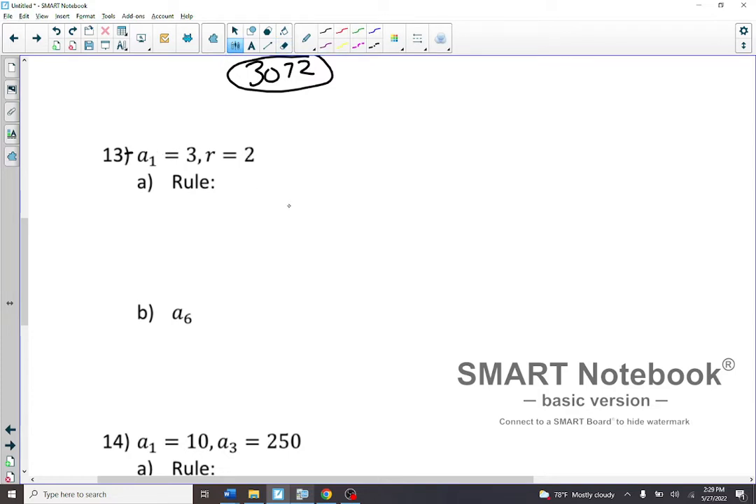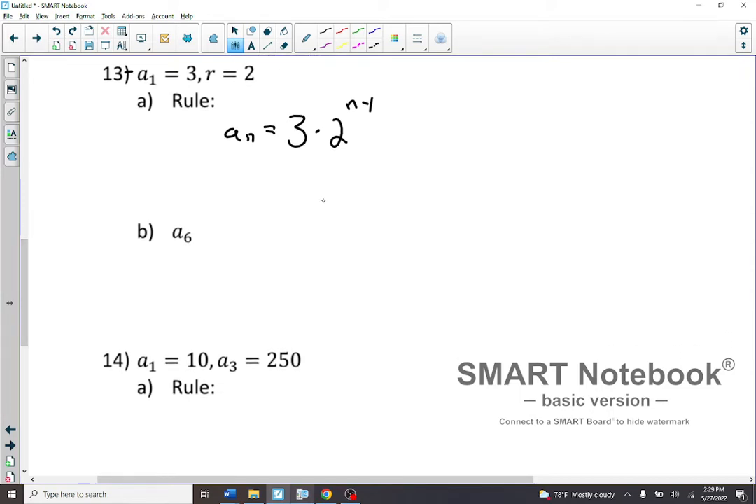a1 is 3, r is 2, so it's even easier. 3 times 2 to the n minus 1 equals an. Luckily for this one, we don't have to simplify. Then plug in a 6. 3 times 2 to the 5th power, because 6 minus 1 is 5. 2 to the 5th power is 32. 32 times 3 is 96.